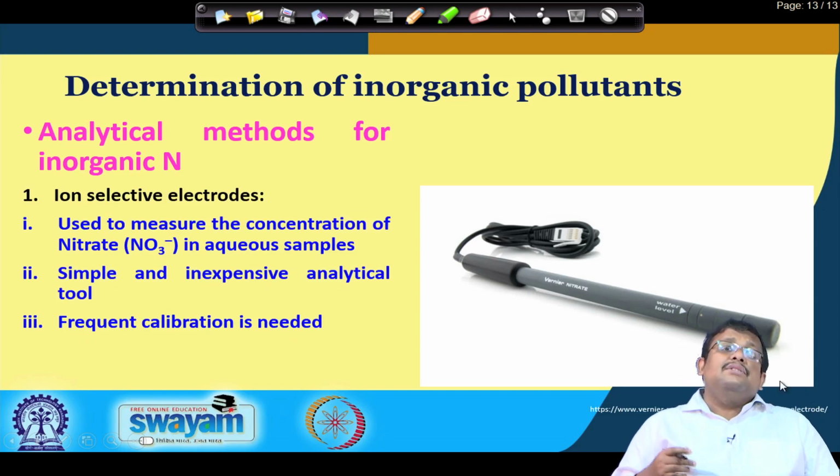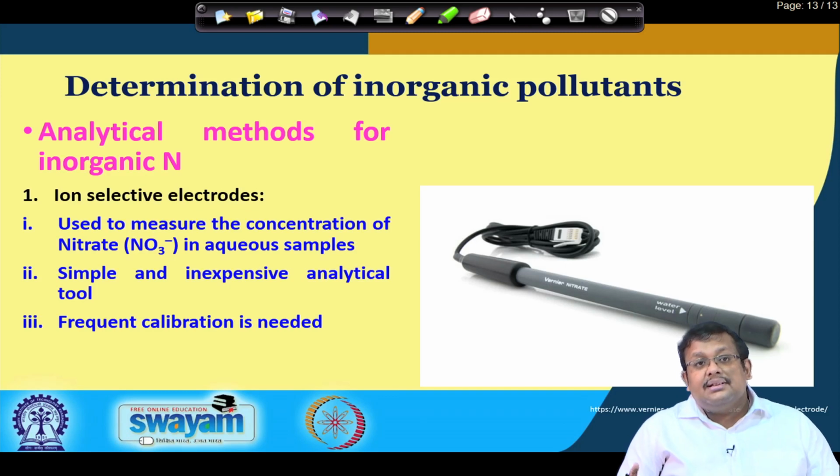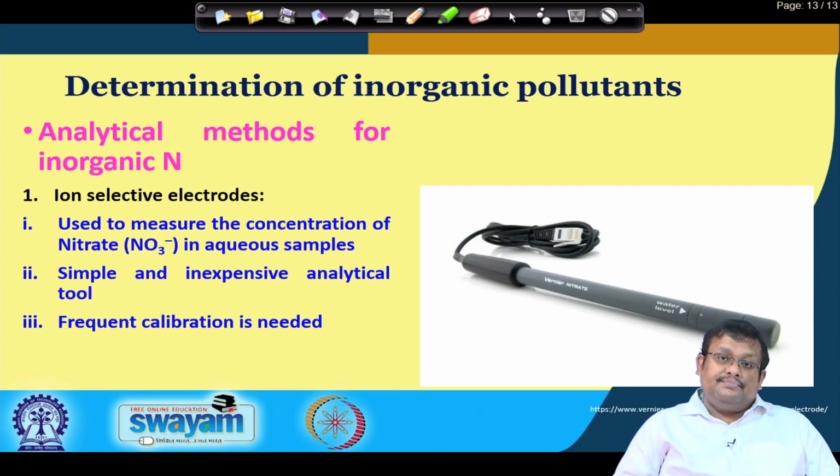This ion selective electrode is used to measure the concentration of nitrate in aqueous samples, and it is a simple and inexpensive analytical tool. However, it requires frequent calibration. As I have mentioned, calibration is very necessary before you go for any analysis. Similarly, in this case also, frequent calibration is needed for the ion selective electrode.